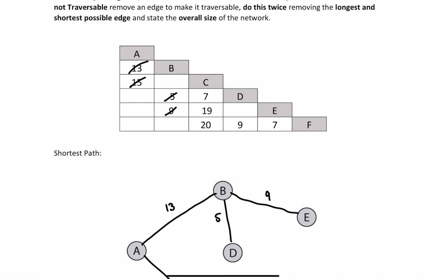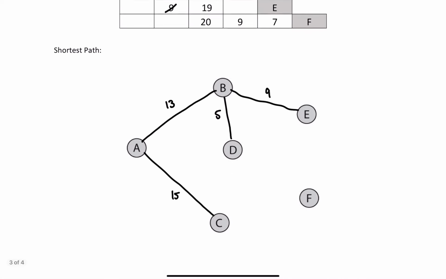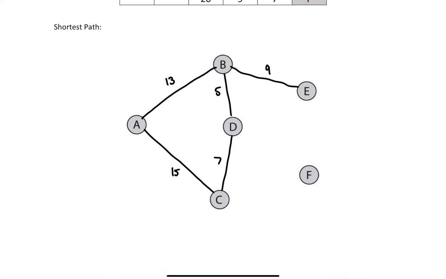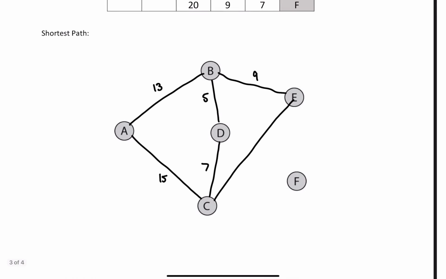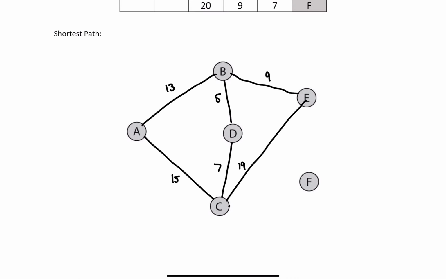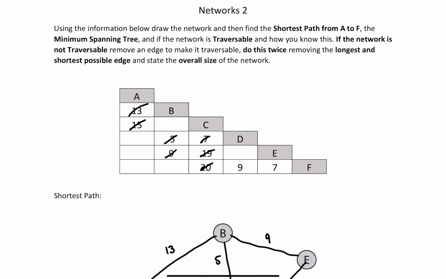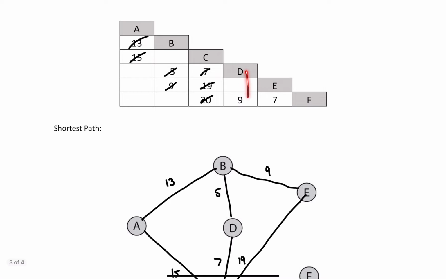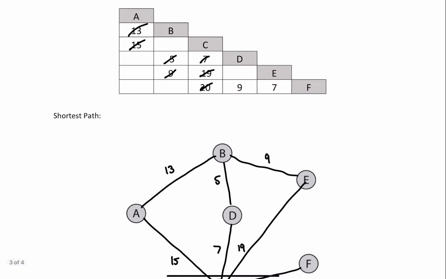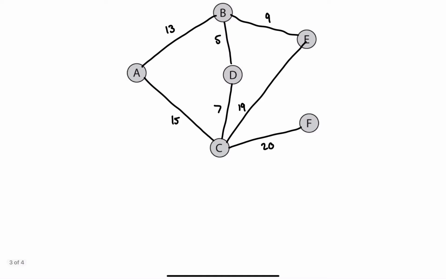Once I've got my B column done, I'm now moving on to my C column. So I've got CD 7, CE 19, CF 20. So D, E, F. Now I'm in column D. D goes to F in 9. So I'm going to draw a line from D to F in 9.